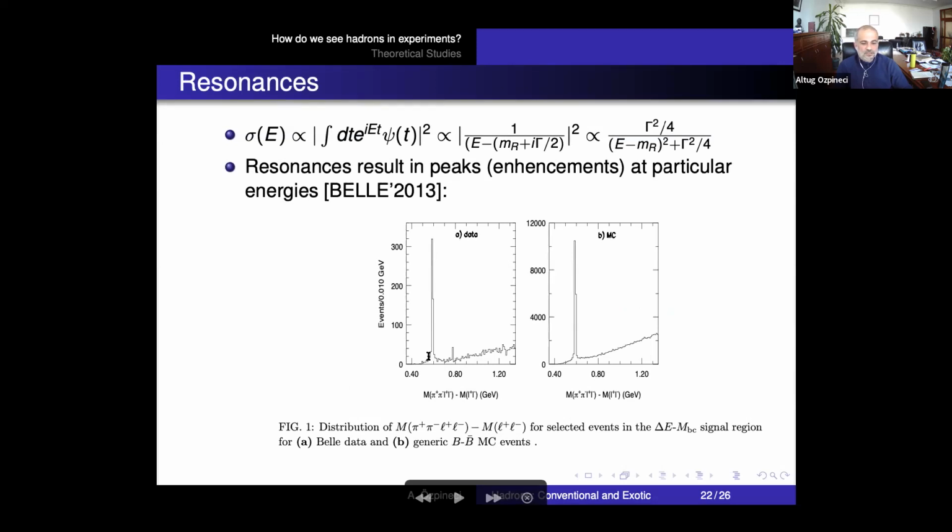So this is one of the examples of what we experimentally observe. Here this resonance was actually the discovery of what's called X3872, the first candidate for an exotic meson. And it is the meson that I'm mostly working on.